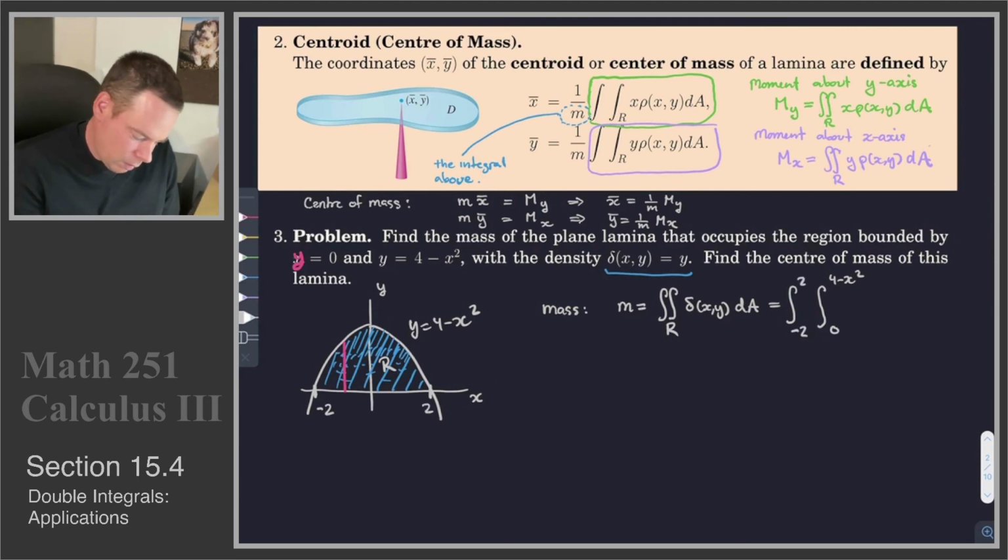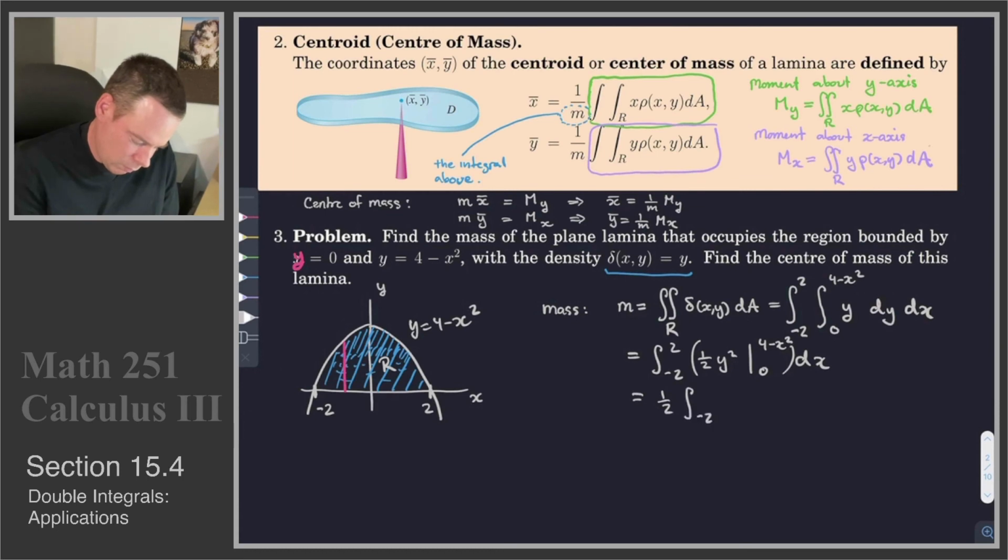We are integrating the y function. We're doing a y first integral, so there's the integral we need to compute. Let's go ahead and do that. The integral from negative 2 to 2. The integral with respect to y, that's 1/2 y squared from 0 to 4 minus x squared dx. And so that's 1/2 the integral from negative 2 to 2 of (4 minus x squared) all squared dx.